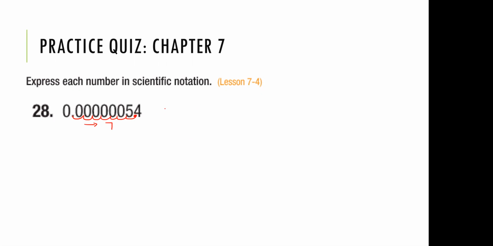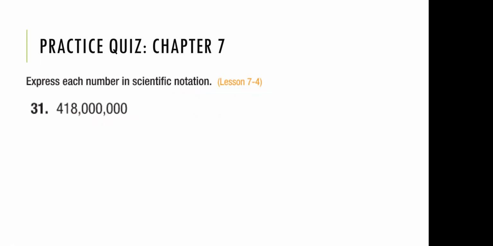So when we move this, we end up with 5.4 times 10, and since we moved to the right, that is going to be a negative exponent, okay? So it's 5.4 times 10 to the power of negative 7. So really small numbers have a negative exponent, okay?